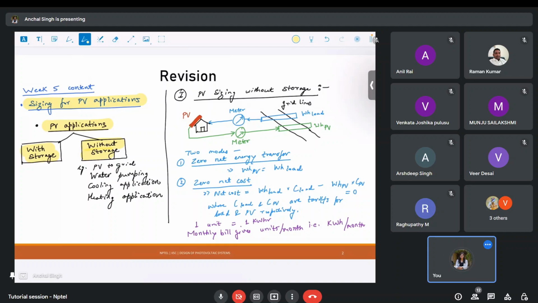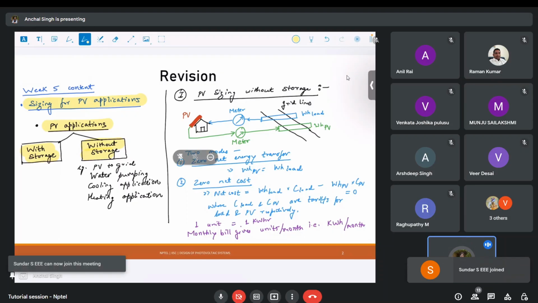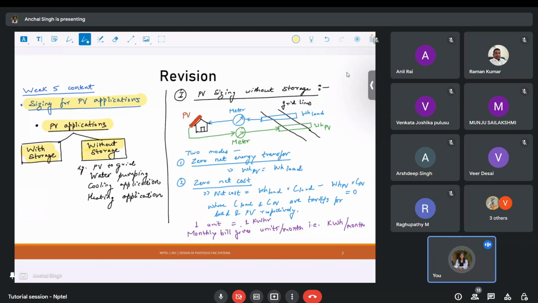So when we talk about without storage, one of the examples is PV to grid. Whenever PV is directly connected to the grid, then in that case battery storage is not required. We can directly connect the PV output to a DC to DC converter, and that will be connected to an inverter, or we could use a two-stage converter, that is DC to DC and then DC to AC. That way we could connect PV to grid. That is one of the examples.